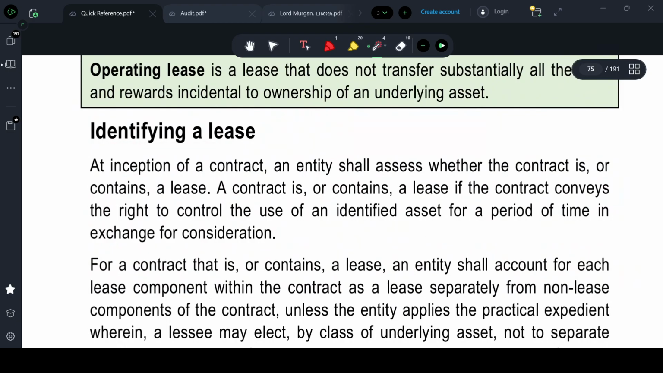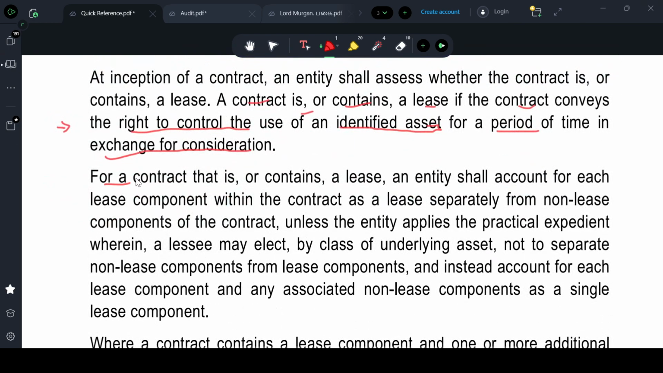Identifying the lease. At the inception of the contract, the entity shall assess whether the contract is or contains a lease. So first, we need to find whether the contract is a lease or not. A contract is or contains a lease if the contract conveys a right to control the use of an identified asset for a period of time in exchange for consideration. To consider whether it is a finance lease or an operating lease, you need to identify this.